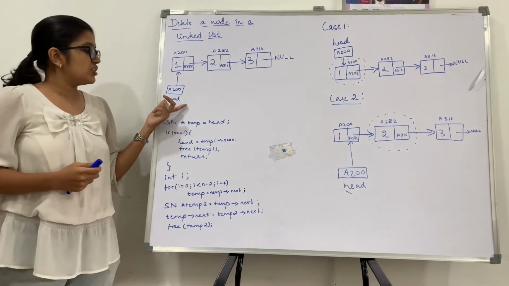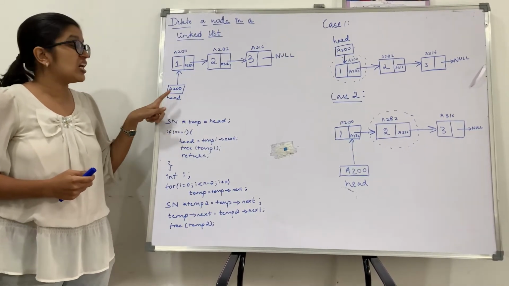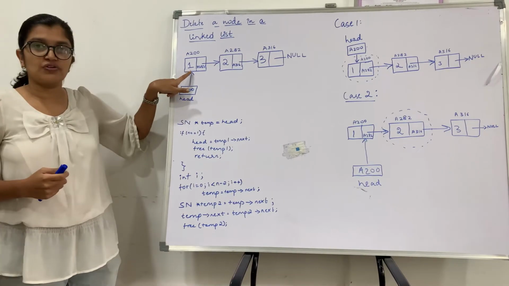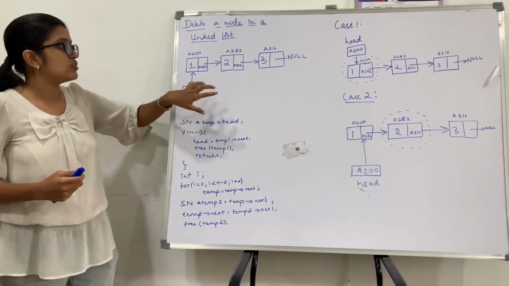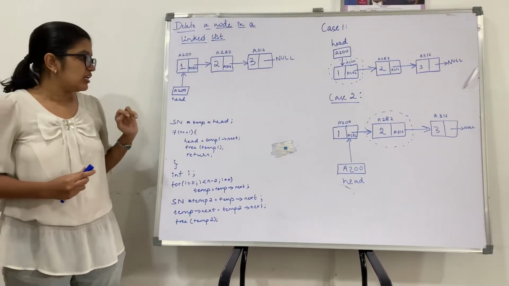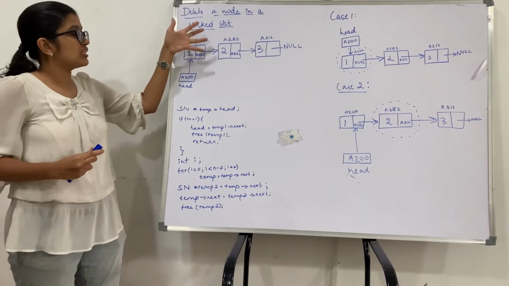There is also an additional node called the header node, which contains the address of the first node of a linked list and points to that. So this is what a basic linked list looks like. Now, the problem of deleting a node in a linked list.